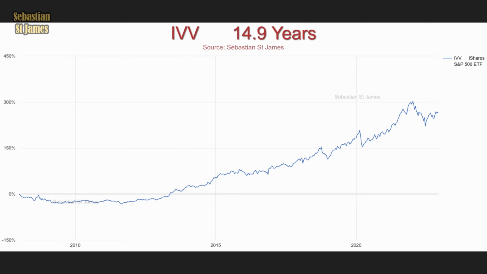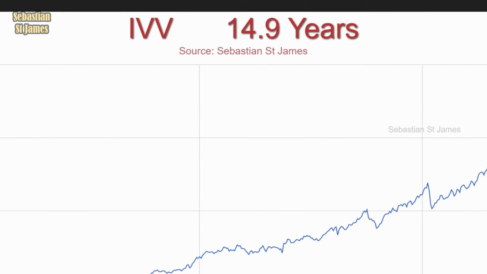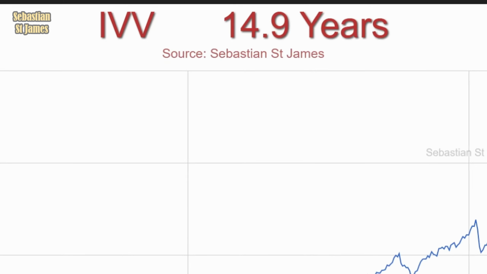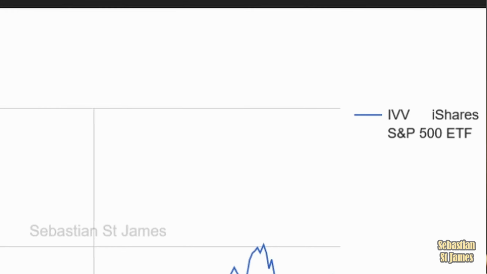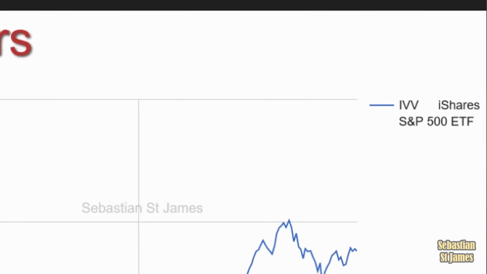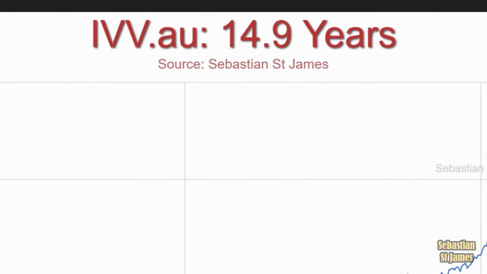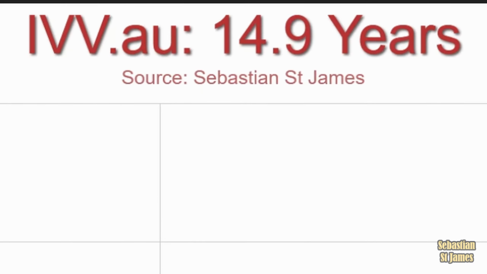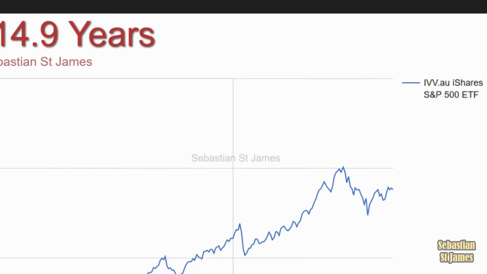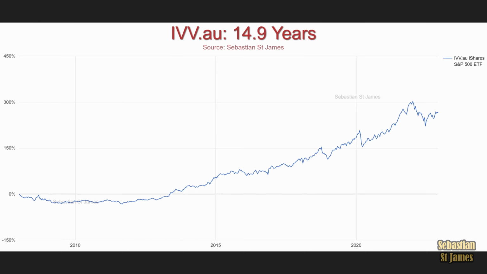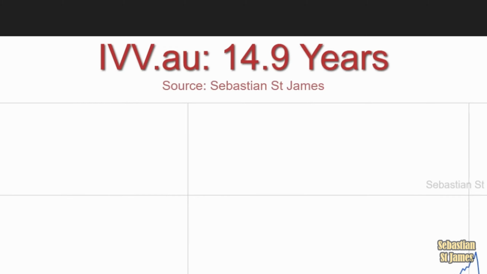So if I was to show you a graph, for example, of IVV over the last 14.9 years, which IVV? I have no idea. There's no way I could possibly tell based on the graph and based on the ticker symbol IVV. It actually doesn't tell me. However, if I put in a country code, which in this case is .au, then quite clearly that stands for Australia, now there is no confusion. So if I want to graph IVV US and IVV AU, because I'm using country codes on all my stocks, you always know which one I'm talking about.